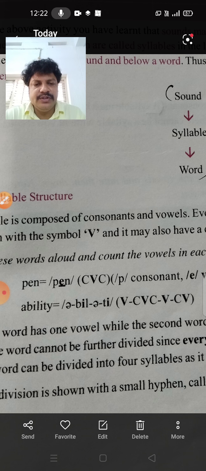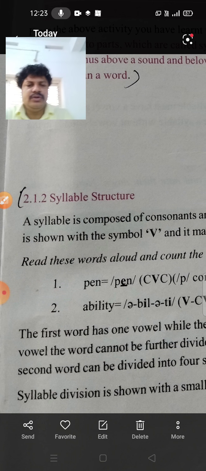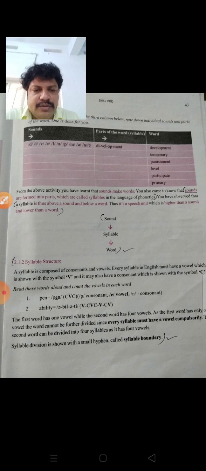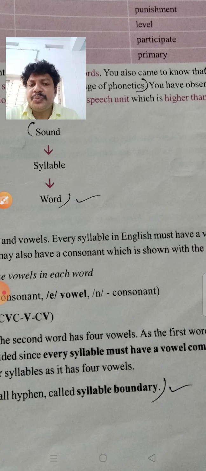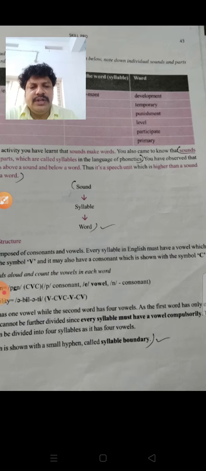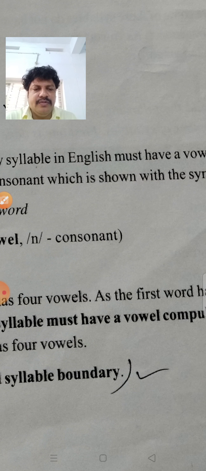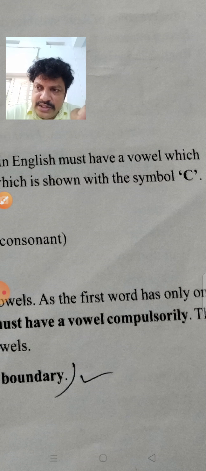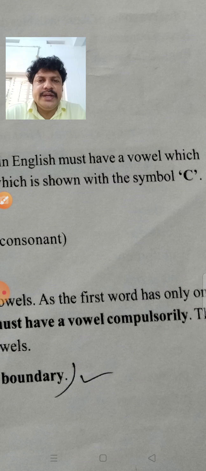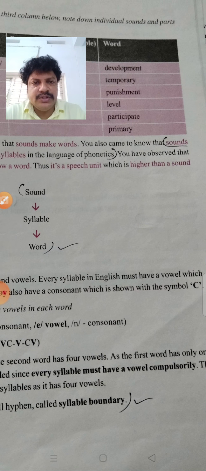In this, how many vowel sounds are there? Ability. There are four syllables. The first word has one vowel, while the second word has four vowels. Every syllable must compulsorily have a vowel. When there is no vowel, you can't make it a syllable.